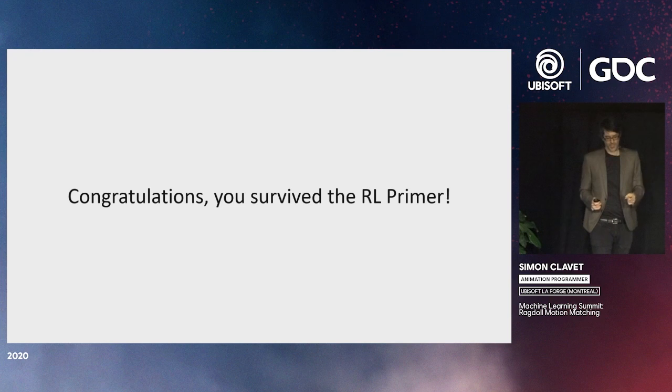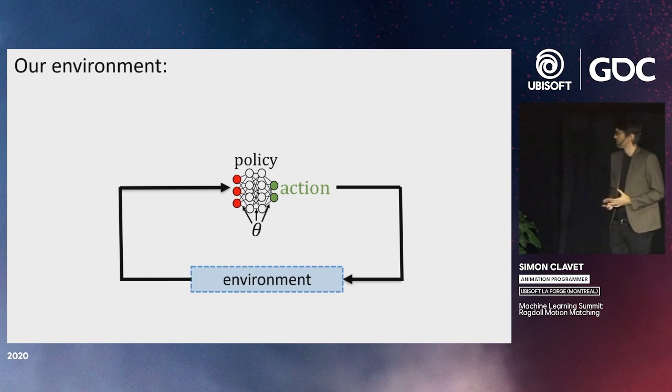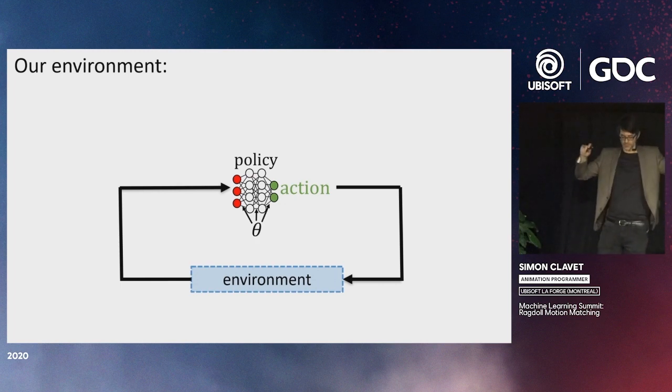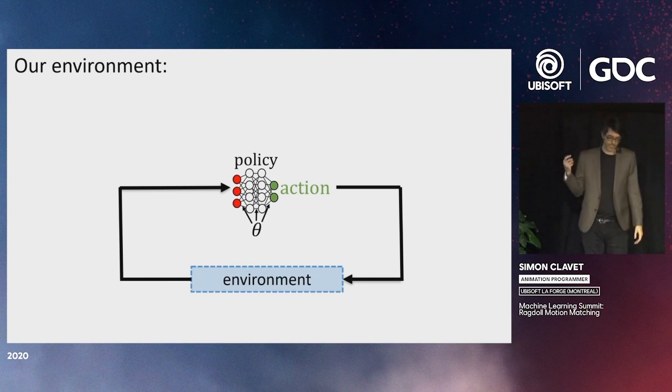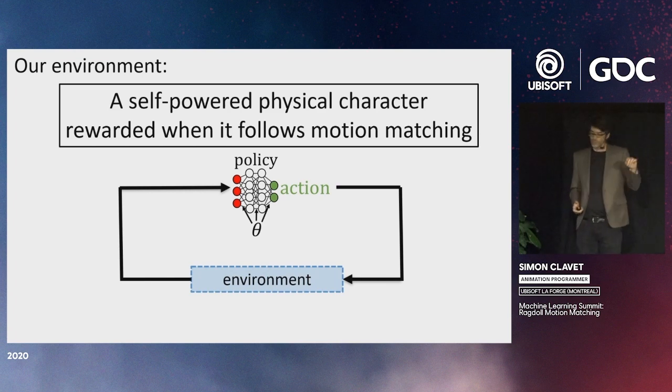And now we can look at our specific environment, so our initial problem. The environment is everything that is not the policy. There are going to be lots of different pieces in our environment, but the one-liner is this: our environment is a self-powered physical character that is rewarded when it follows motion matching.